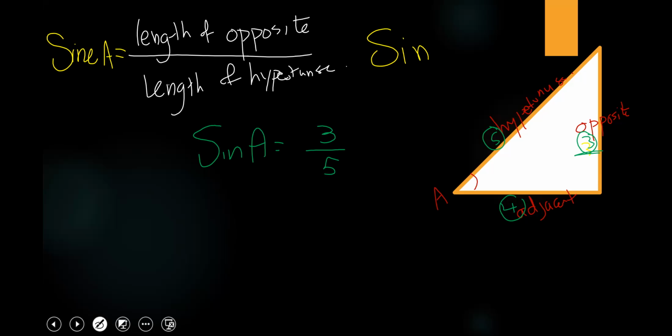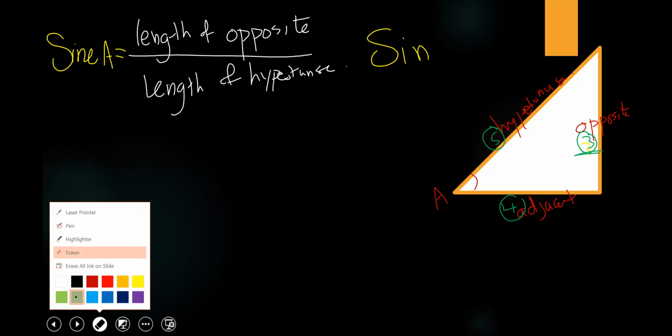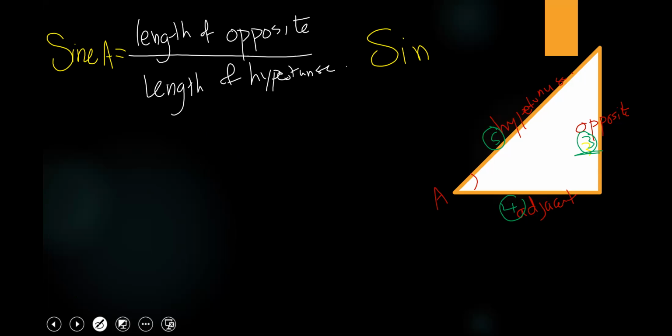Is it clear? Yes. Okay. So let's now memorize that sine A is the length of the opposite over the length of the hypotenuse.